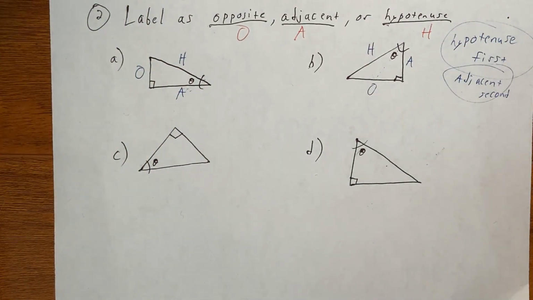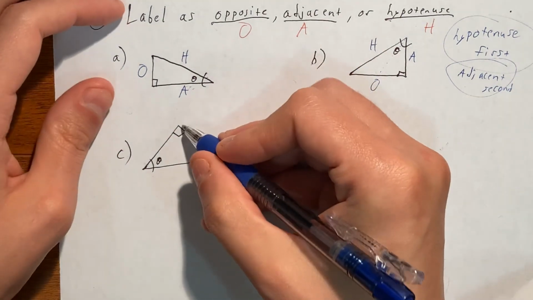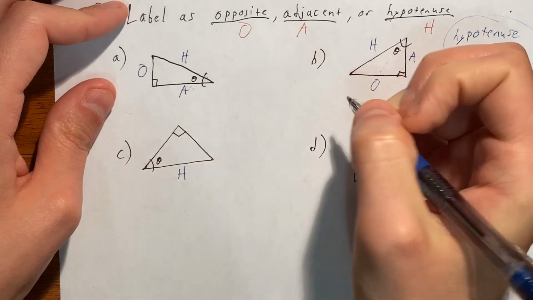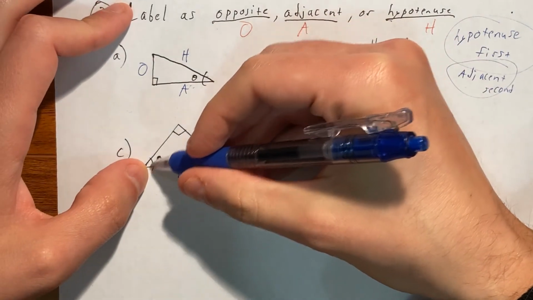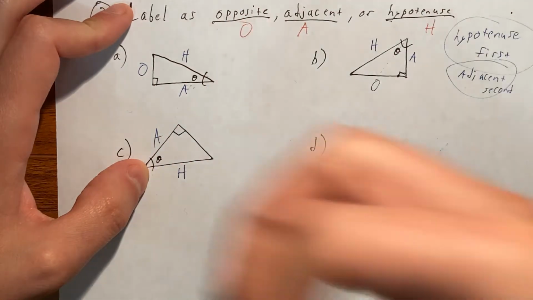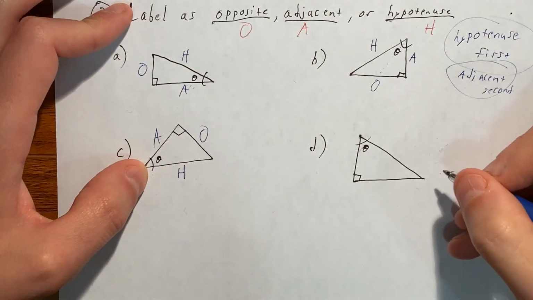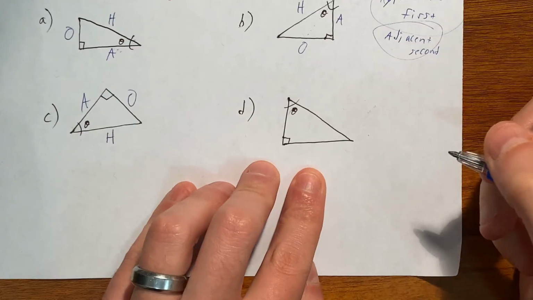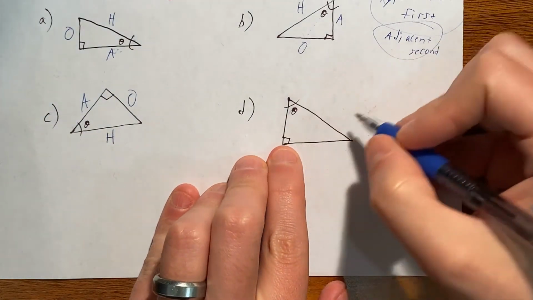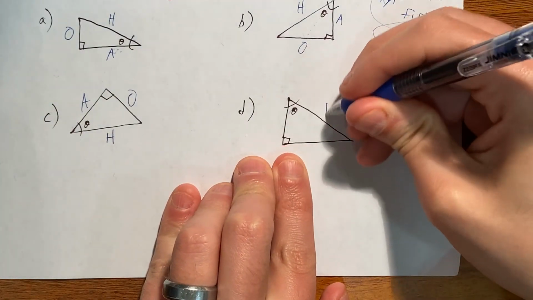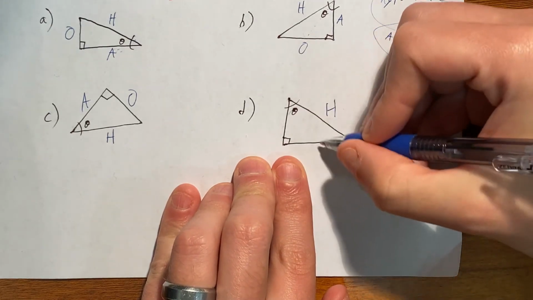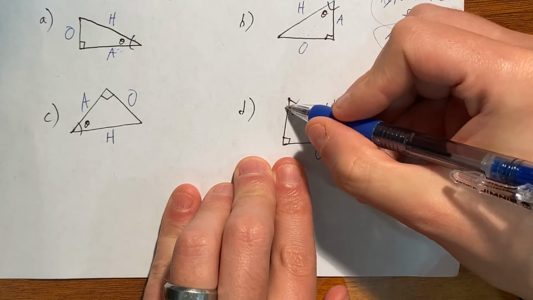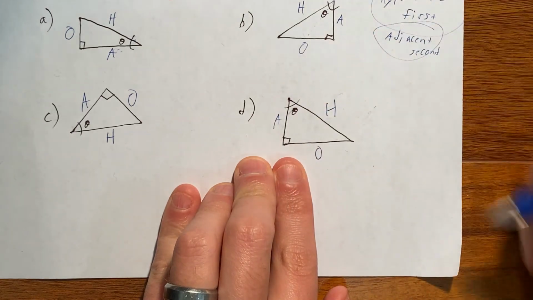So if you want to pause and try the next two, you can. Otherwise, here we go. This is the right angle, so this is the hypotenuse. This is the angle. Then next to the angle is the adjacent. And the other one's got to be the opposite. Here, this is the right angle. This looks like it'll be the hypotenuse. Opposite this angle, this is going to be the opposite. And this is adjacent, so that'll be adjacent.